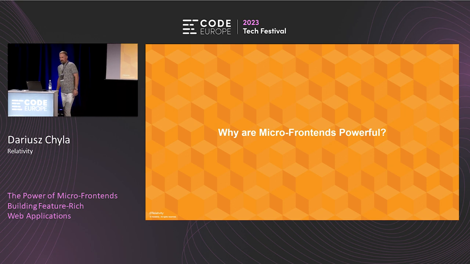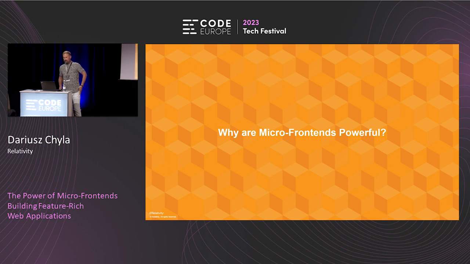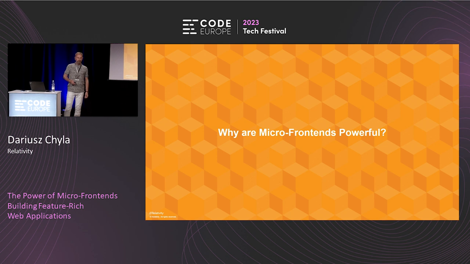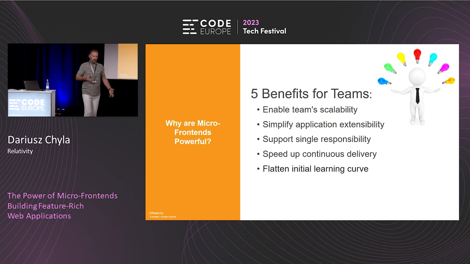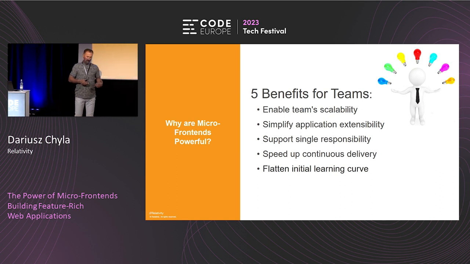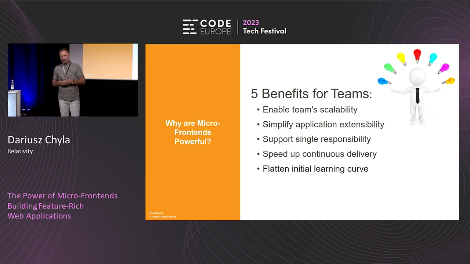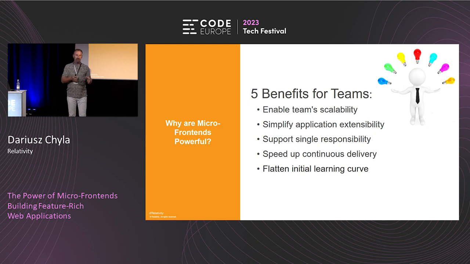So, why are microfrontends powerful? We look at this from both the team's perspective and also from the company perspective. Looking at the benefits from the team's perspective, implementation of microservices together with microfrontends is enabling team scalability because we can cut functionality of the complex application into smaller, more manageable pieces which can be owned and run by an independent team.